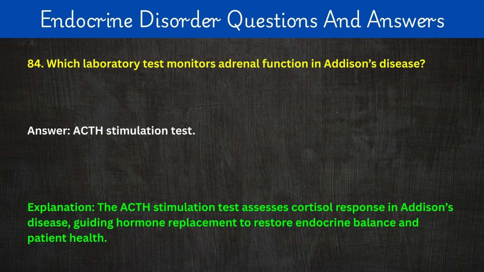safety. 84. Which laboratory test monitors adrenal function in Addison's disease? Answer: ACTH stimulation test. Explanation: the ACTH stimulation test assesses cortisol response in Addison's disease, guiding hormone replacement to restore endocrine balance and patient health.